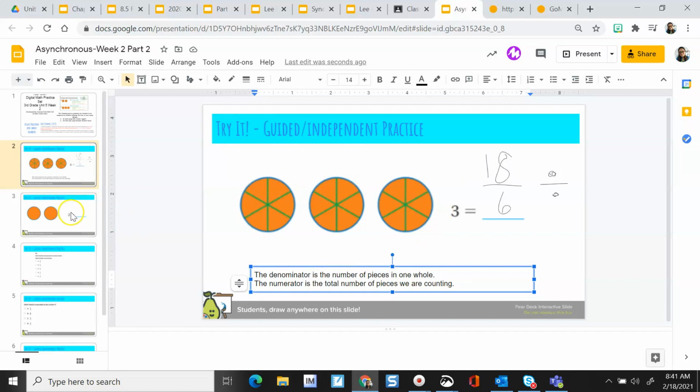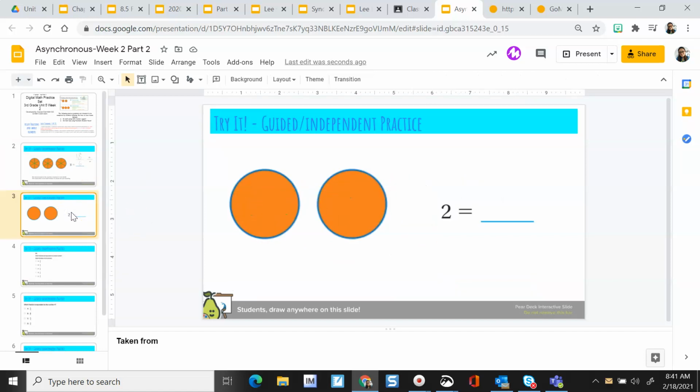All right, so you're going to do that for the next 2 pages. On this one, you get to decide what you want to cut it into. You can cut it into halves, you can cut it into fourths, you can cut it into whatever you want, as long as they're both cut into the same pieces, and you write the fraction with the numerator and denominator. Okay, good.